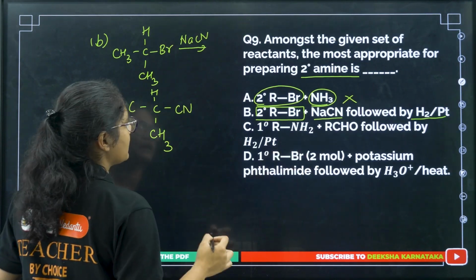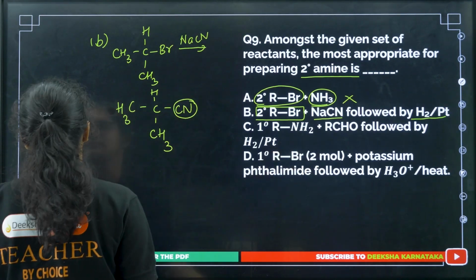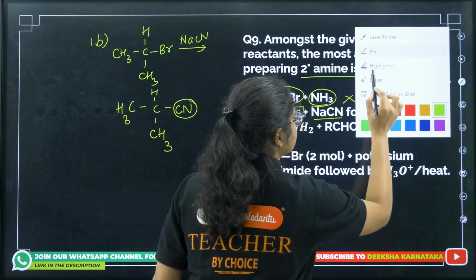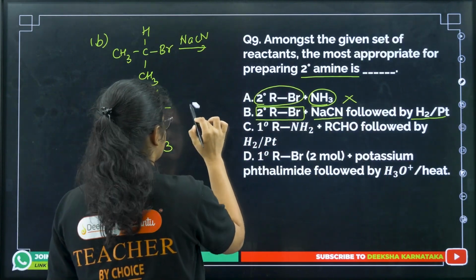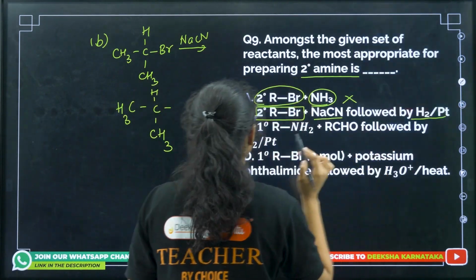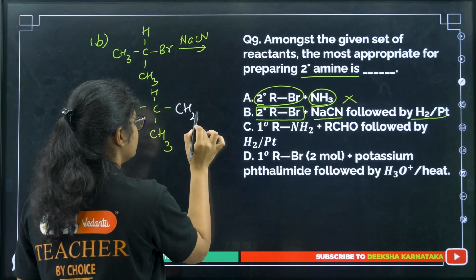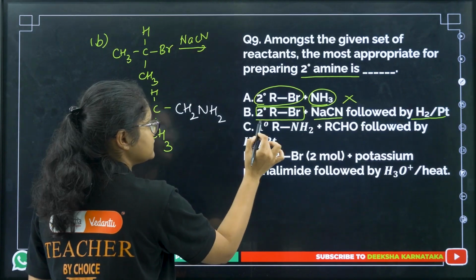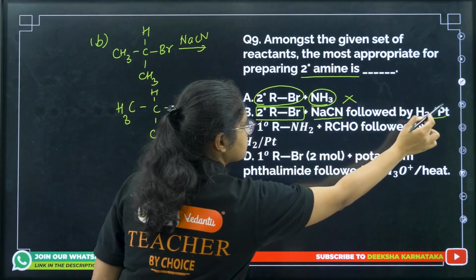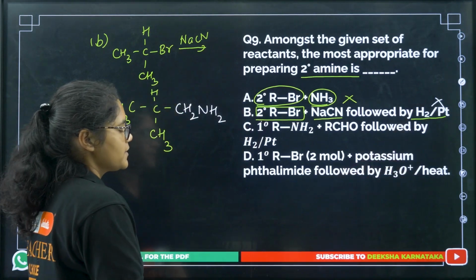Then if you treat with hydrogen and palladium, what will happen? This one will get converted to CH2NH2, right? So what I'll get here is CH2NH2. So this is again a primary amine. So this also is not the correct answer.